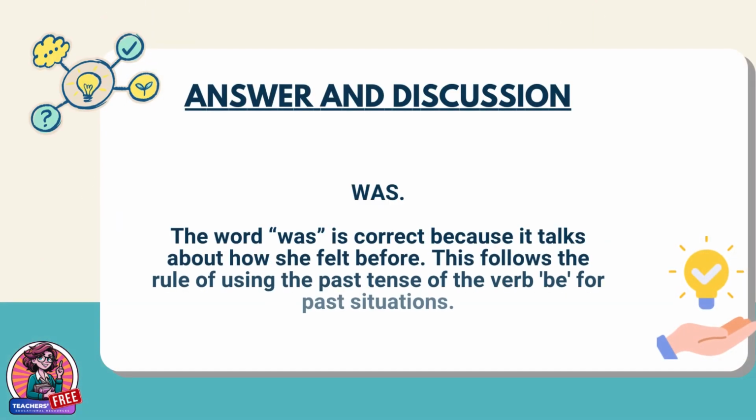Answer: was. The word was is correct because it talks about how she felt before. This follows the rule of using the past tense of the verb before past situations.